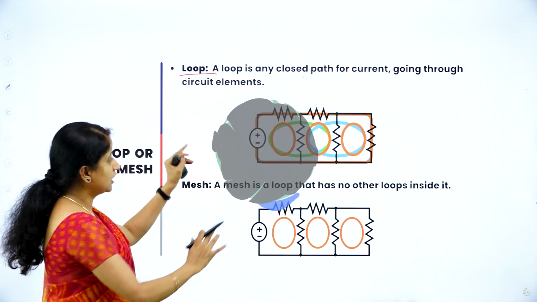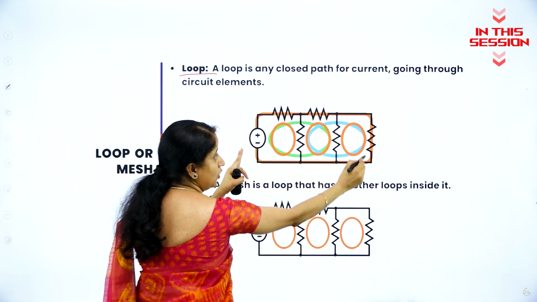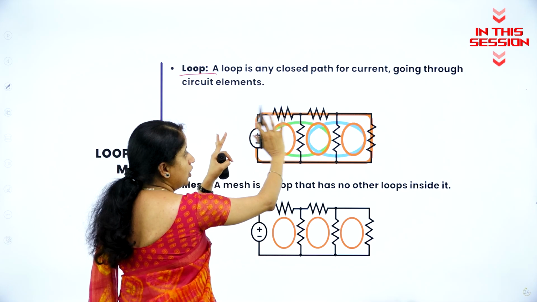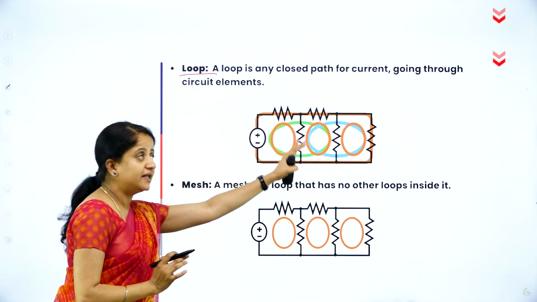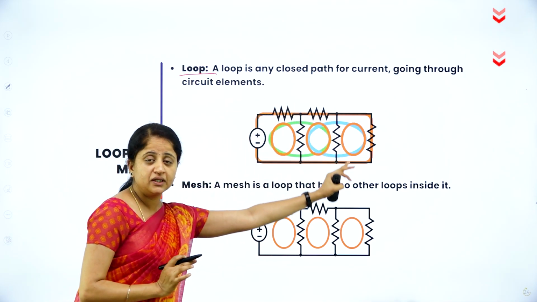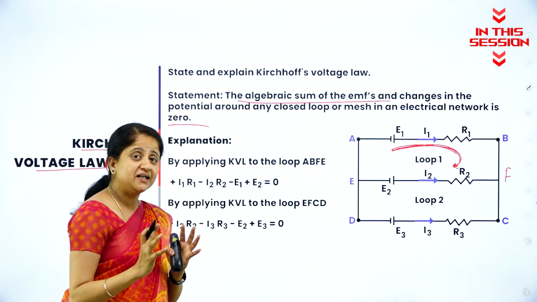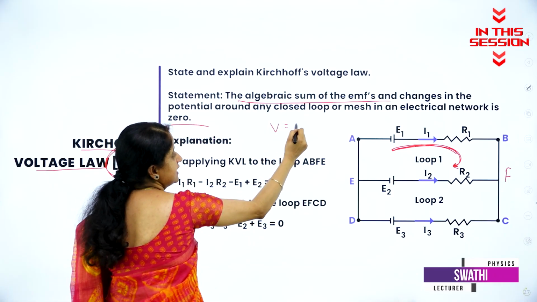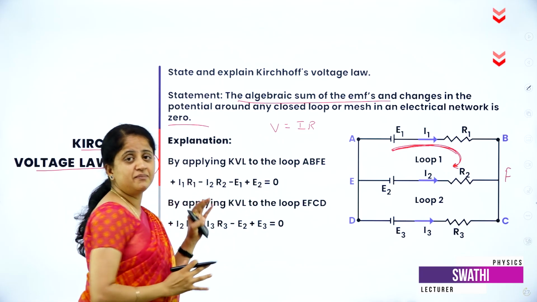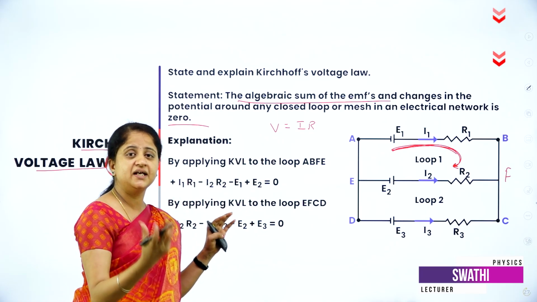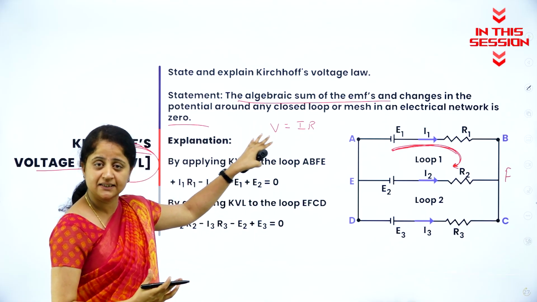A loop is any closed path. You can see here, this is a closed path for current going through the electrical circuit or going through the circuit elements. Why am I taking IR products? Because we know V is equal to I into R, and this law basically tells us about the EMF and the potential. So V is nothing but the potential.